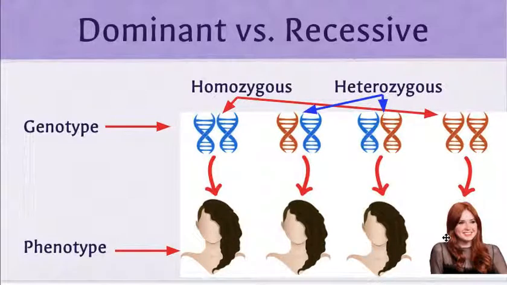However, this girl has red hair. So her phenotype is red hair. Their phenotype is brown hair. But they don't actually have the same genes, all these people with brown hair.